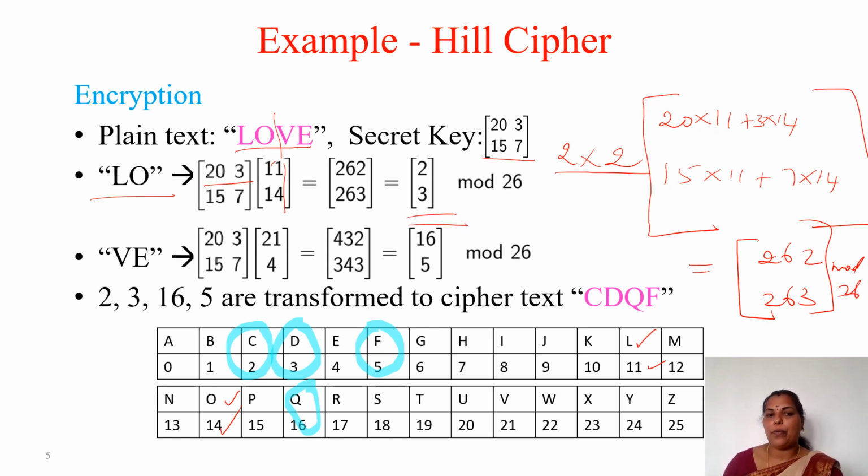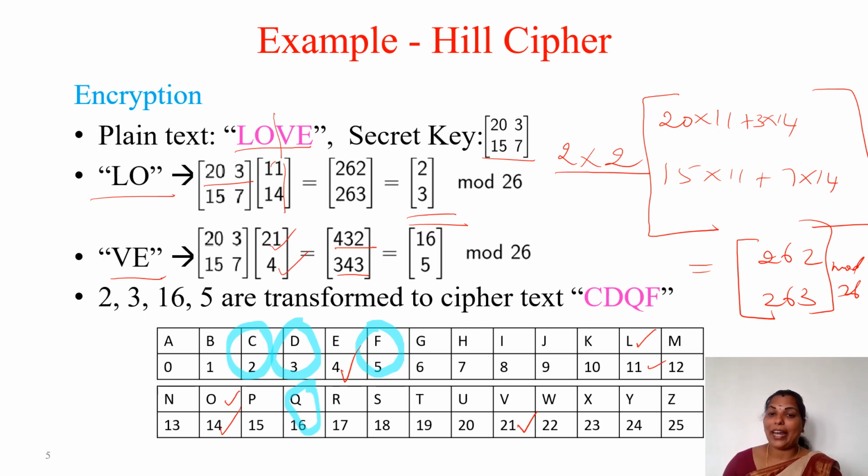Likewise, you perform the same for VE. The equivalent numerical value of V is 21, and for E it is 4. So 21 and 4. In the same way you perform the matrix multiplication and get 432 and 343. Then you apply mod 26, and with that you get 16 and 5. So this is the value.